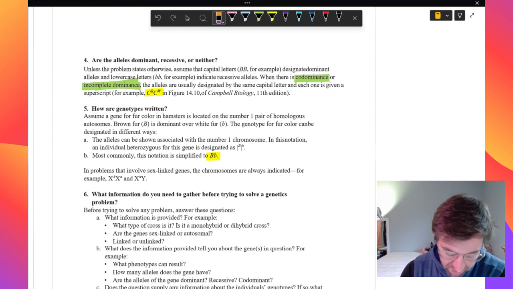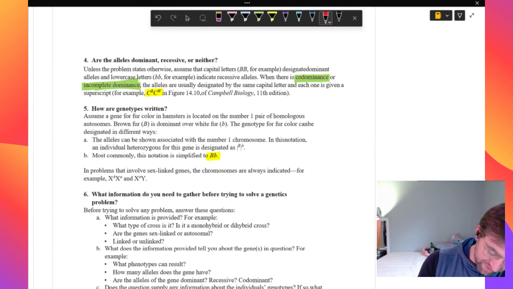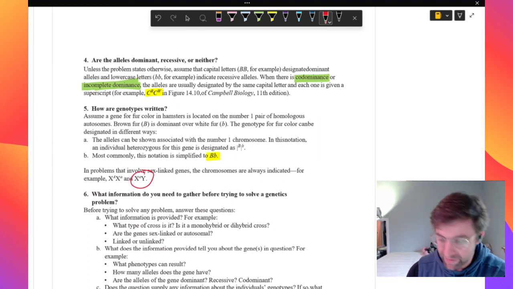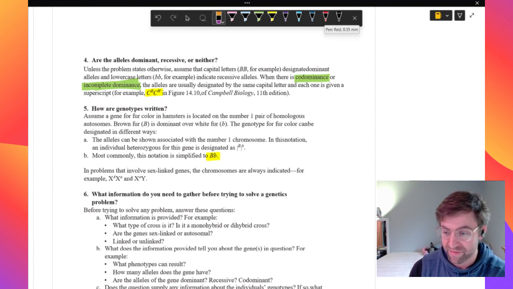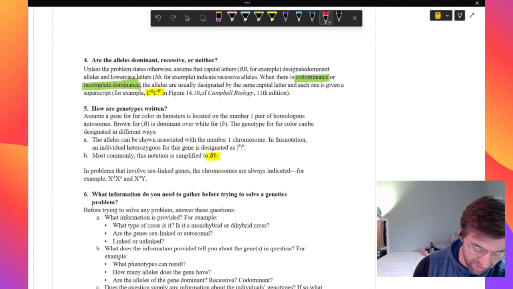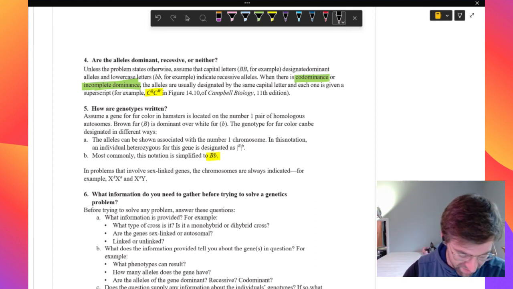In problems that involve sex-linked genes, the chromosomes are always indicated. For example, X big A, X little a, and X little a, Y. So in this case, if you're an individual with XY chromosomes and a recessive gene shows up, it will be expressed. So these are important things to remember.